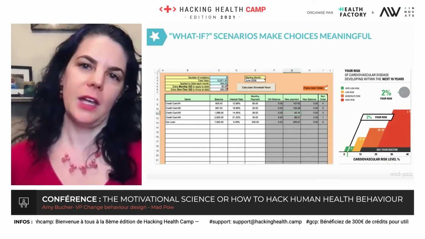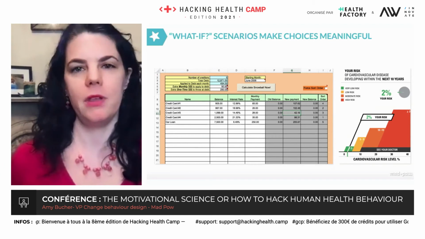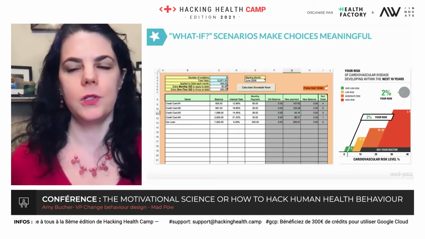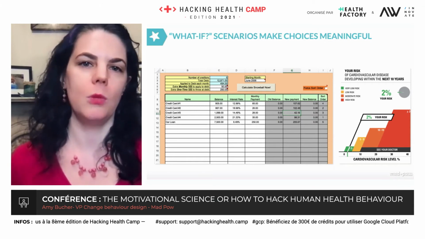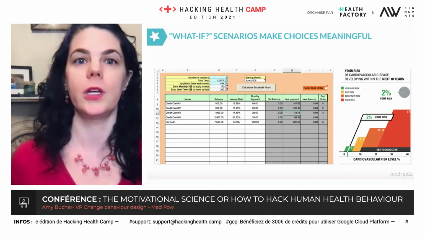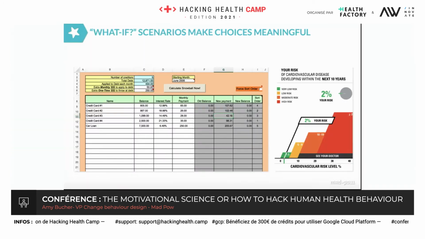Another way to help people make meaningful choices is to allow them to model what different versions of the choice might look like. These are two different tools. One is called the snowball debt reduction tool. So it's, if you have multiple debts, it allows you to look at different scenarios for how to put your money into them so that they get paid off.